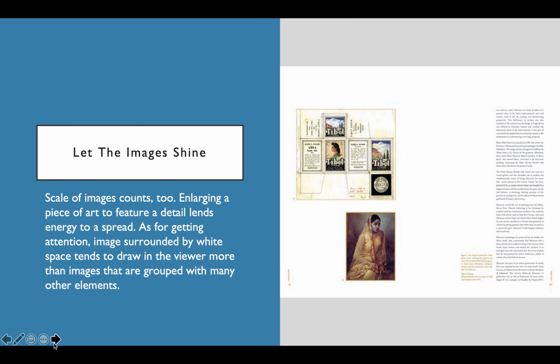Thinking about scale as well. So again, sometimes you want to focus in on a detail. Sometimes you're going to want to see something full size. So think about the relationship between the different elements.